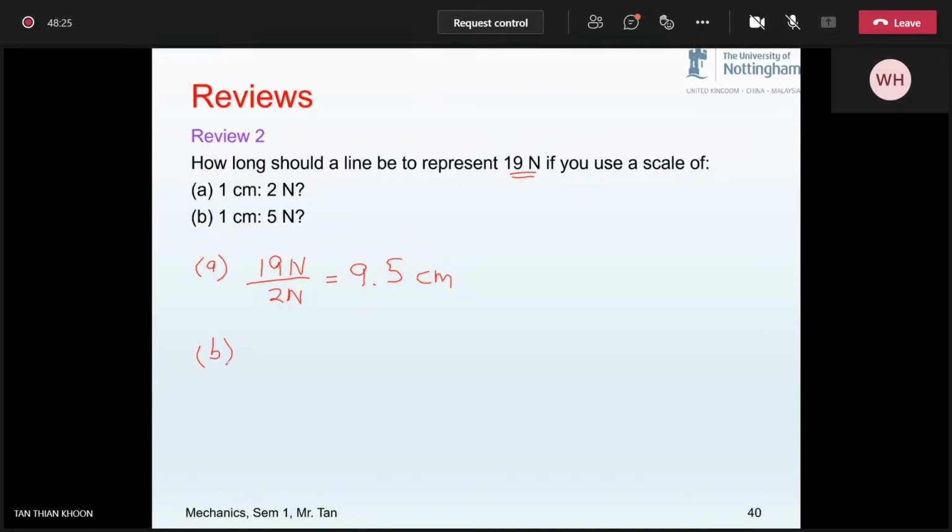And then how about B? 3.8 centimeter? 3.8? Yes. Not 3.8, it's 2.5. How do you get this? 19 divided by 5. Oh, okay. I thought 5 divided by 2. Okay, good. Everyone is confident now? Yes, sir. Okay, good. All right.